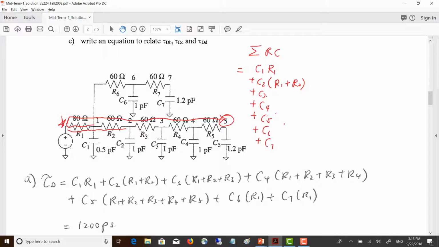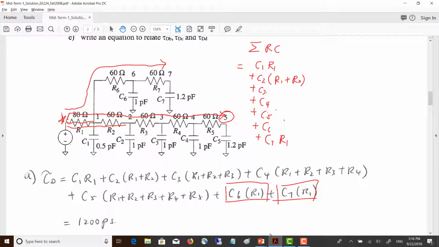And the tricky one maybe is for C7. C7 goes from here to here. So for this path, C7 only shares R1 with R5, and that's why you have this term. And similarly for C6. So it's pretty straightforward. The only thing that you must bear in mind is that you have to find the shared resistance in their paths.